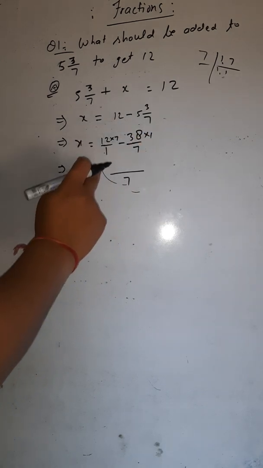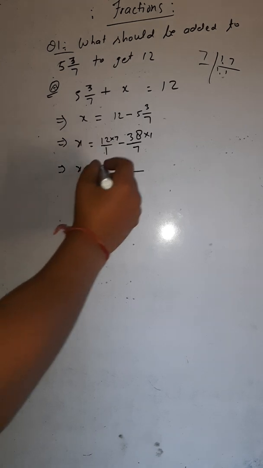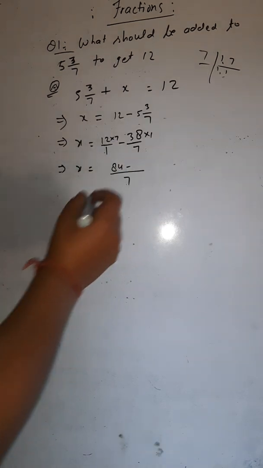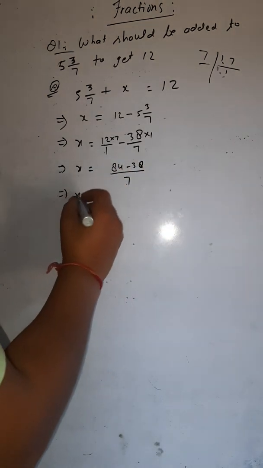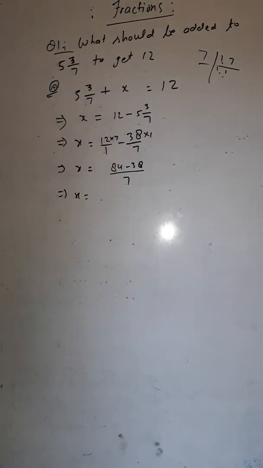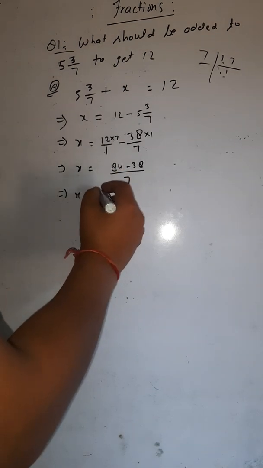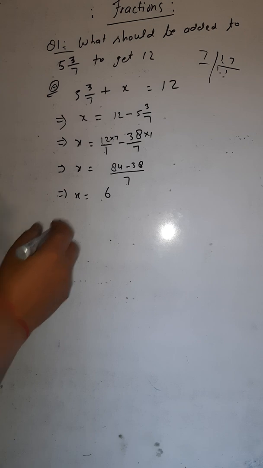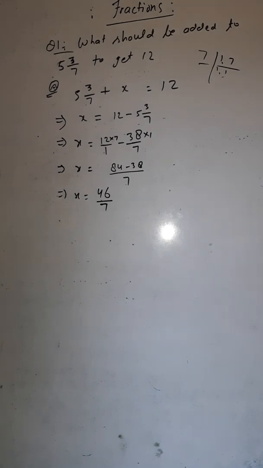Now just multiply this and write it here. So 12 times 7 is 84, minus 38 times 1 is 38. So from here you have the value of x. 84 minus 38 would be how much? 14 minus 8 is 6, and 7 minus 3 is 4. So 46 by 7 would be the value of x.